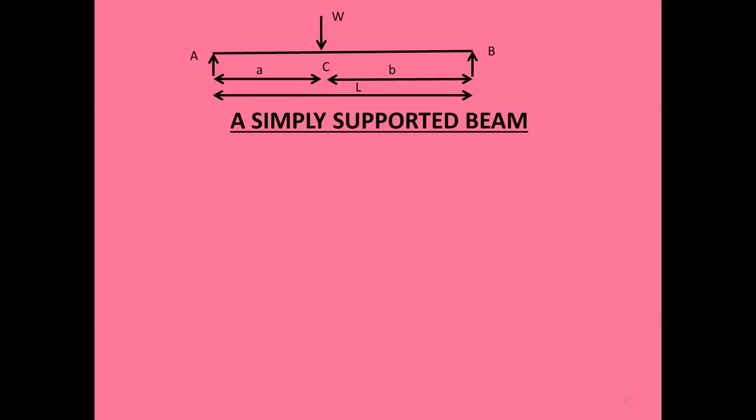We are taking the same example which we have taken previously in some other lecture. There is a simply supported beam of length capital L. It has a point load W at a point C. The load is not at the center but is slightly shifted towards the left, and the beam is represented by a line AB.